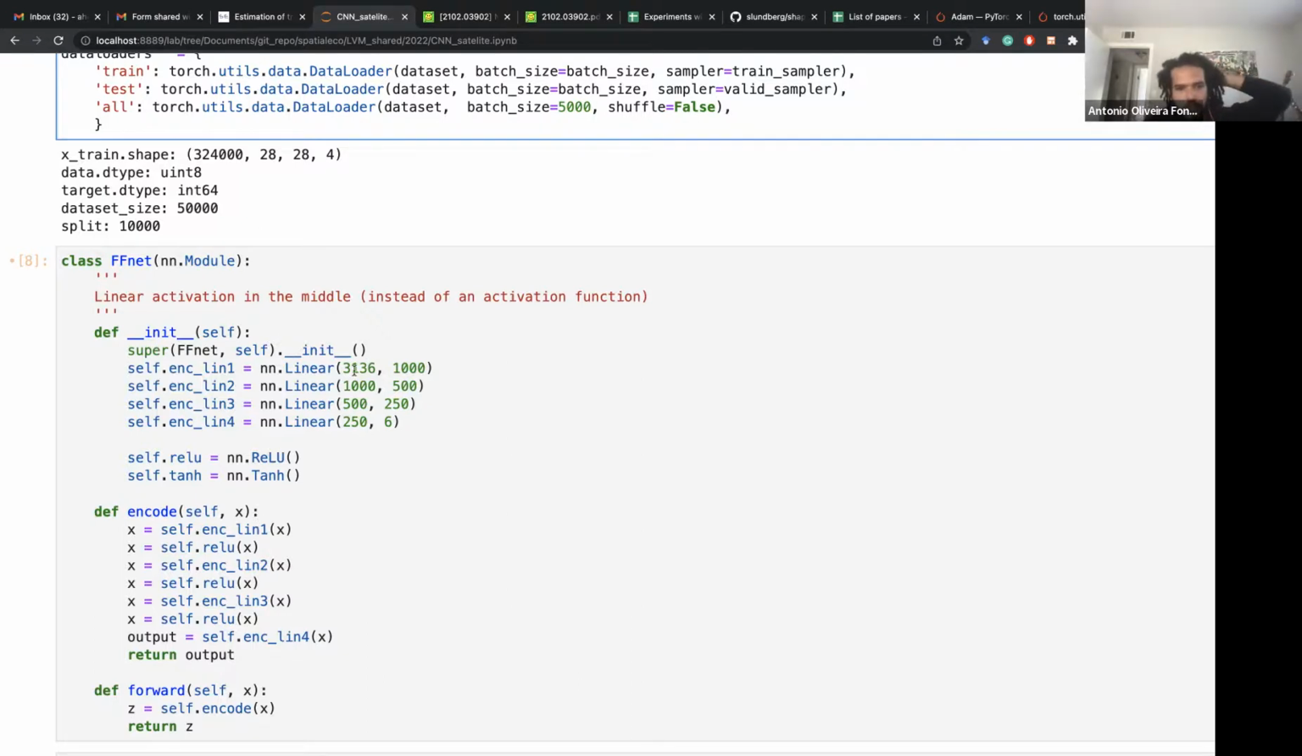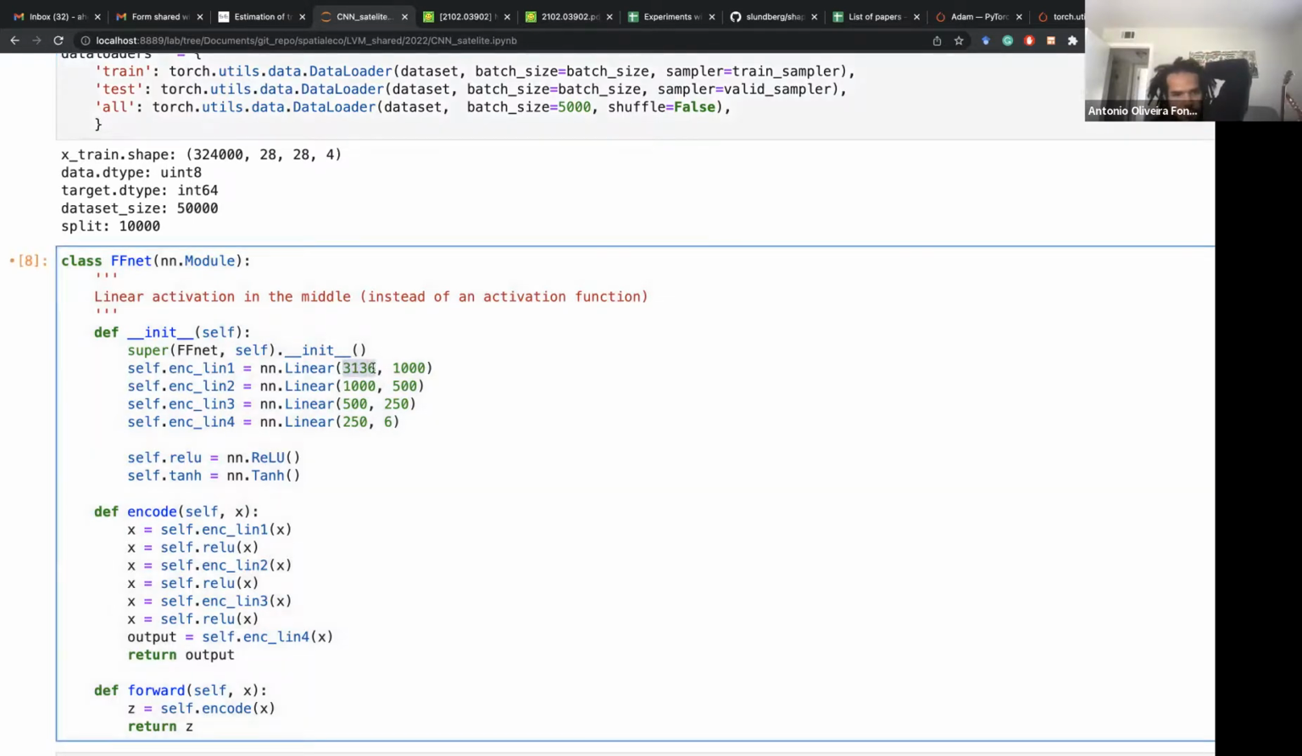What's the first value that I have? Don't worry about the number by itself. I'm going to explain in a second what the number is, but what's the first parameter that I give for the linear layer? Those are the input nodes. It's the dimension of the input, right? We know that the inputs are images of 28 pixels by 28 pixels, by 4 channels, which is red, blue, green, and infrared. How much is this?